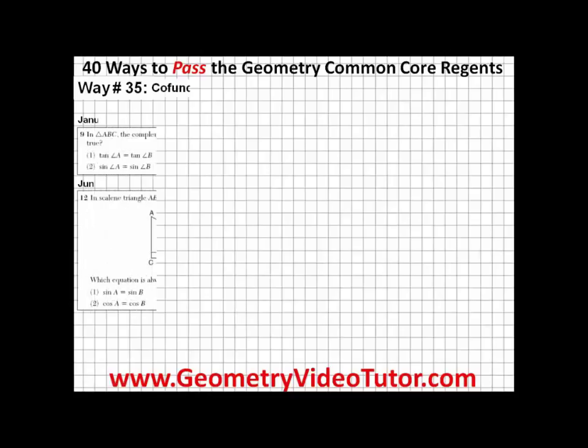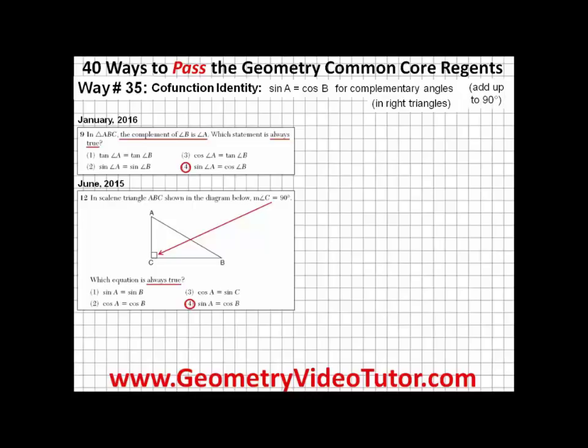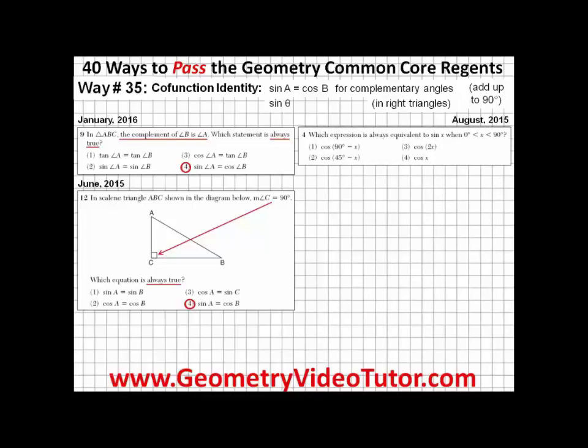The one cofunction identity that you need to know that is always true is the sine of A is equal to the cosine of B, especially in right triangles where angles A and B are complementary, meaning they add up to 90 degrees. Another way to put it would be the sine of an angle is equal to the cosine of 90 minus that angle.